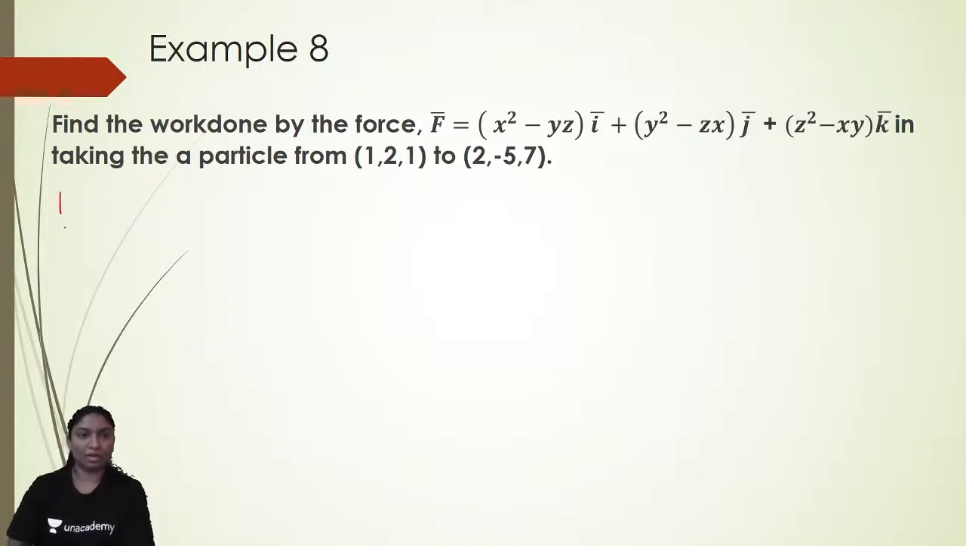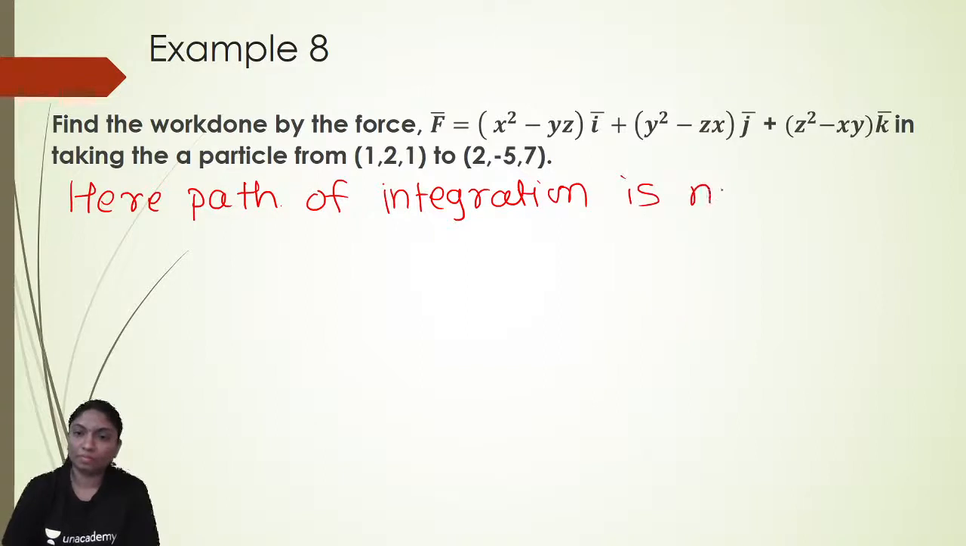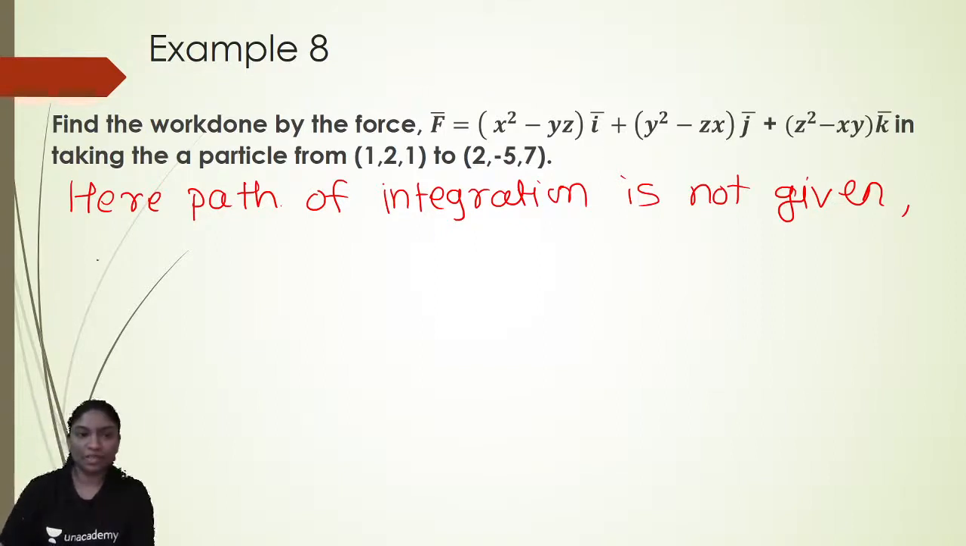Okay. Here the path of integration is not given. So what will we do? So W, the work done, is equal to the closed integral over C of F bar dot dr bar.